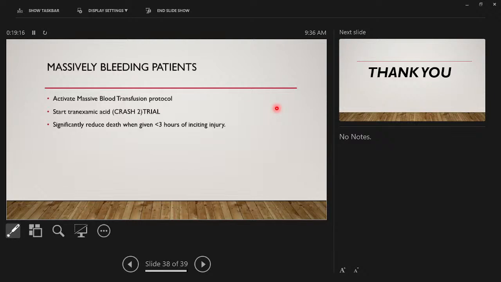Last slide of my presentation. If the patient comes with massive bleeding, just activate the massive blood transfusion protocol and start tranexamic acid, as advised in the phase 2 trial. It should be administered within 1 hour, or within 3 hours, for maximum effect.